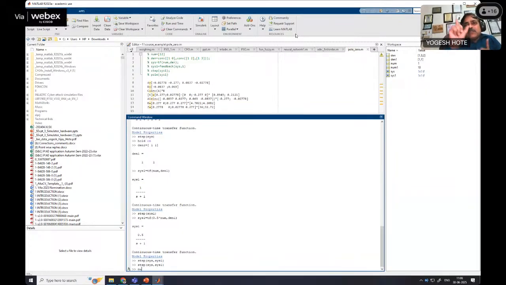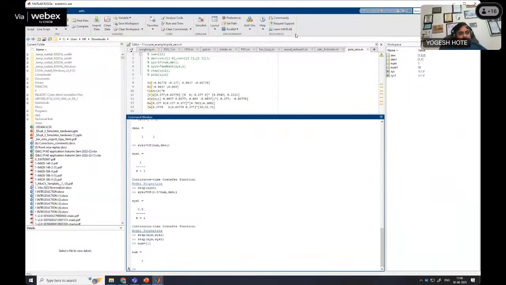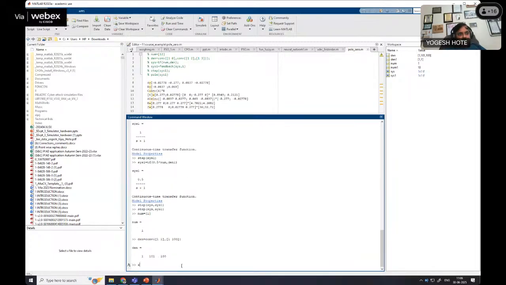Okay, sir. Now for the same problem, I can show you the result which is matching. I will take here S plus 1, numerator equal to 1, denominator equal to convolution of S plus 1 and S plus 100. I will take 100 now. SYS equal to transfer function numerator comma denominator. This is one transfer function, 1 divided by s square plus 101s plus 100. And now we take the reduced order model.